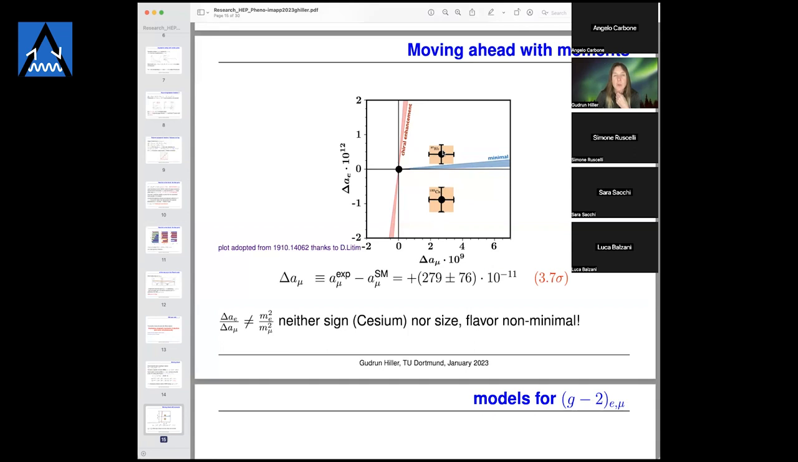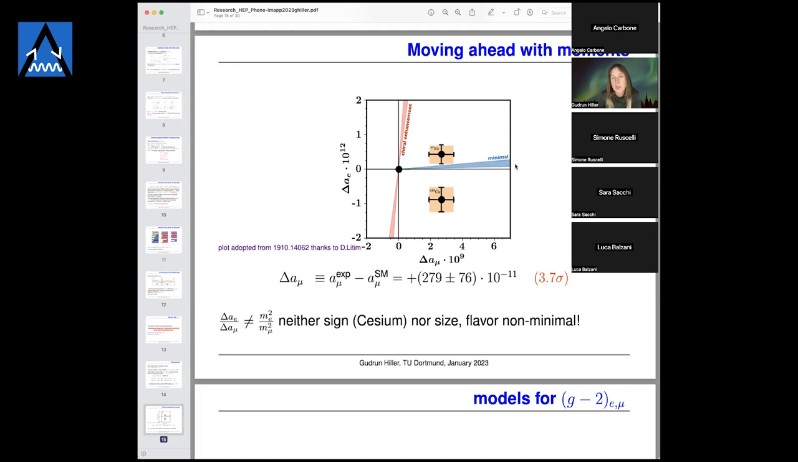And so now we have measured something with muons and we have measured something with electrons. So it's the same thing, but with different leptons. And we can ask about the flavor structure, for instance. There's a minimal prediction that these anomalous magnetic moments always scale with their mass squared. This is this blue band here. So either way, whether it's rubidium or cesium, it's not minimal, okay? So you need something else.